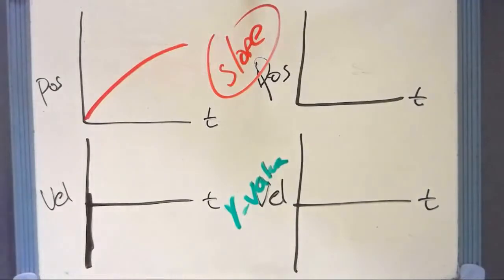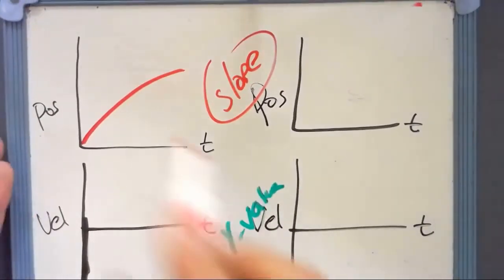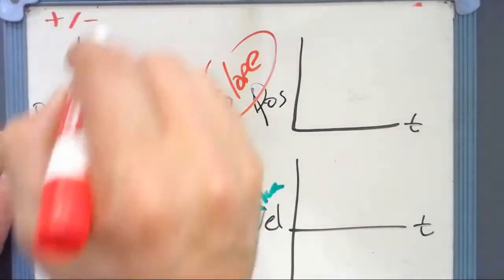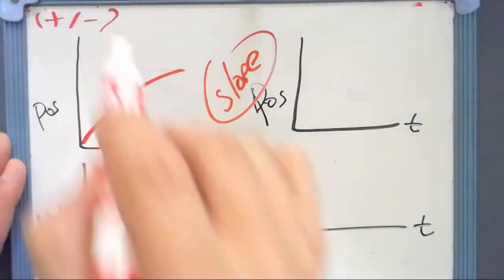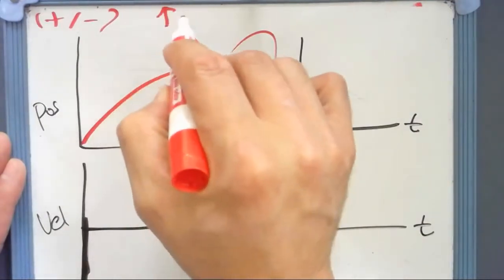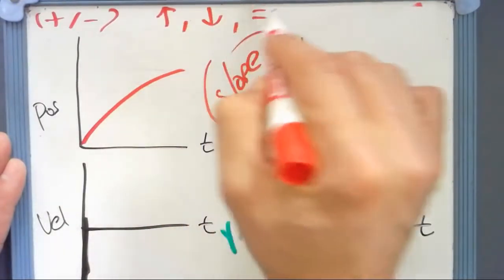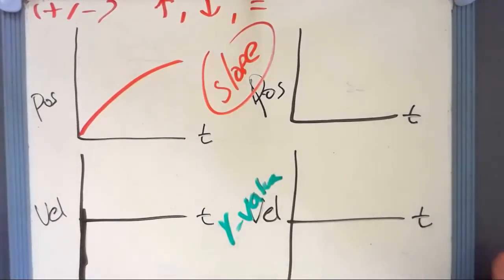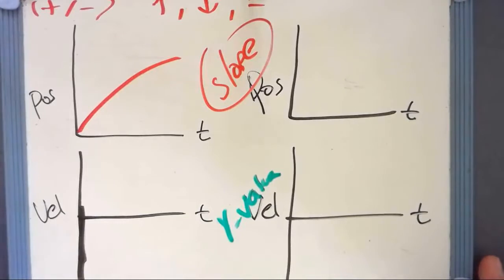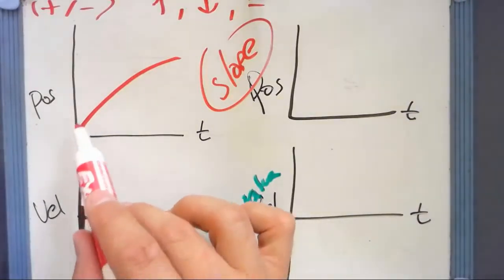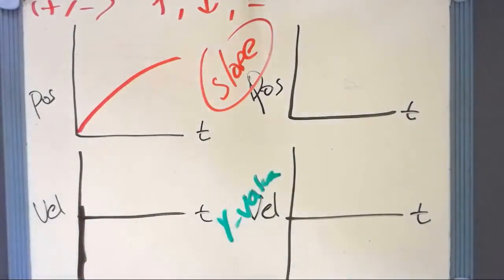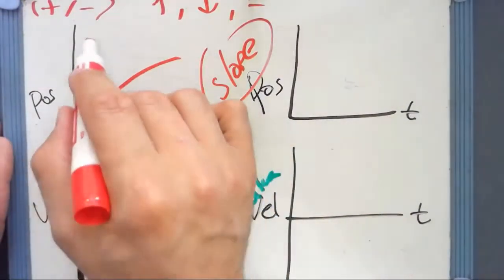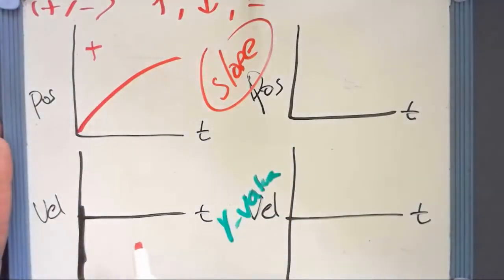On these graphs, I want to answer the same two questions we did before. I want to know whether the velocity is positive or negative, and whether it's increasing, decreasing, or staying constant. On this one, position versus time, we're going to look at slope. Is the slope positive or negative? It's fairly easy to see that all of these slopes are going up and to the right. They're positive. Therefore, whatever this thing is doing, it's moving in a positive direction.